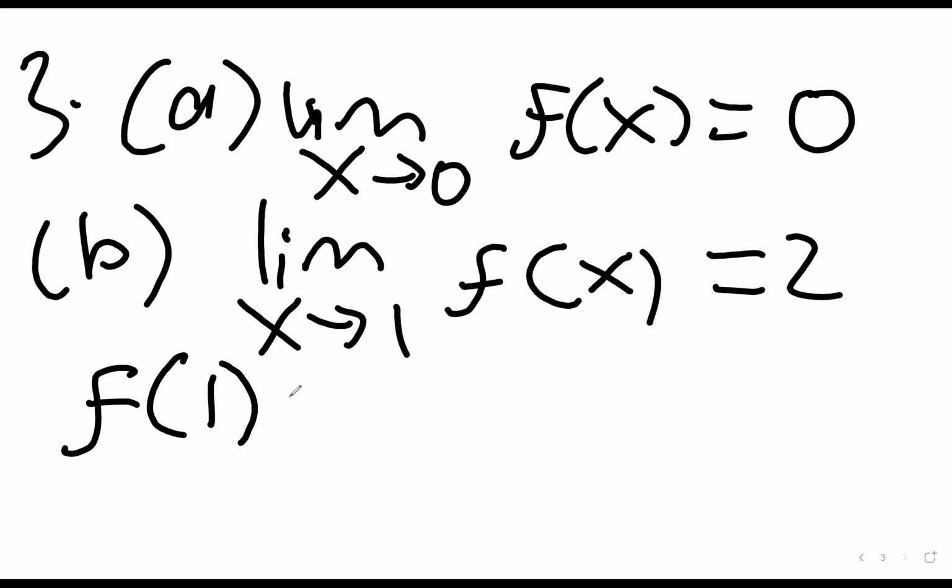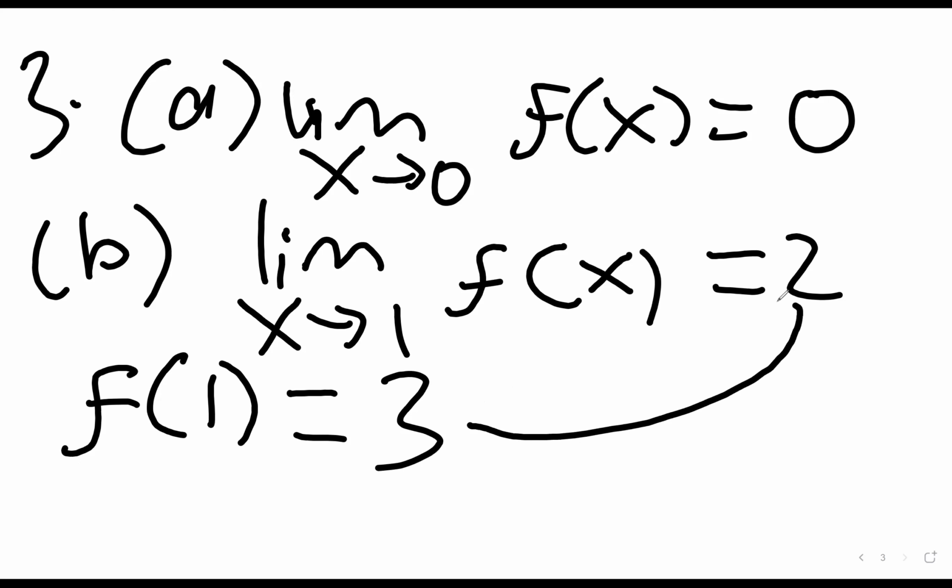f(1) equals, from the picture, f(1) equals 2 or 3 or undefined. So you see that from the point here, the meaning of this point is f(1) equals 3. So f(1) equals 3. And you'll see that here, the limit of the function at 1 and the value of the function at 1 is different.